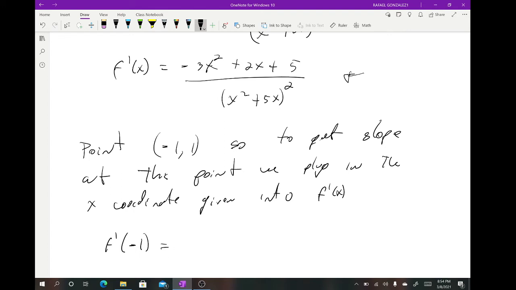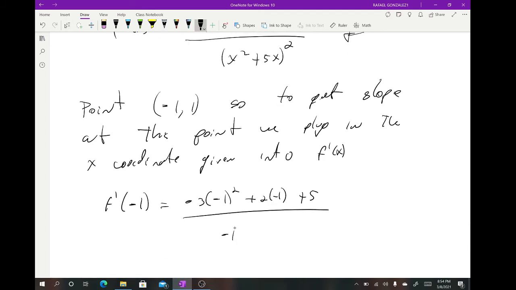Which basically means f prime is up here. This is f prime, so that's just going to be minus 3 times minus 1 squared plus 2 times minus 1 plus 5, divided by negative 1 squared plus 5 times minus 1, this whole thing squared. Well, last time I checked, negative 1 squared is just 1, so minus 1 times minus 3 is minus 3, and then 2 times minus 1 is minus 2 plus 5, divided by 1 minus 5 squared.